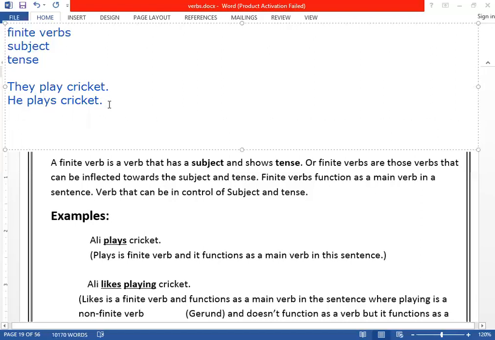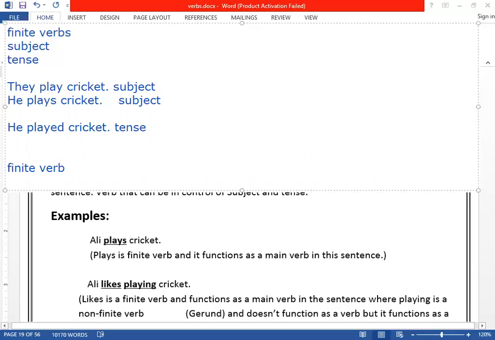Let me move to the second difference. If I say he played cricket. Now look here. What did I change? I changed the tense. In the first two sentences, I changed the subject, and the verb got changed. In the third sentence, I changed the tense, and the verb got changed. So I can say a verb can be changed according to the subject and tense. We call it what type of verb? Finite verb.